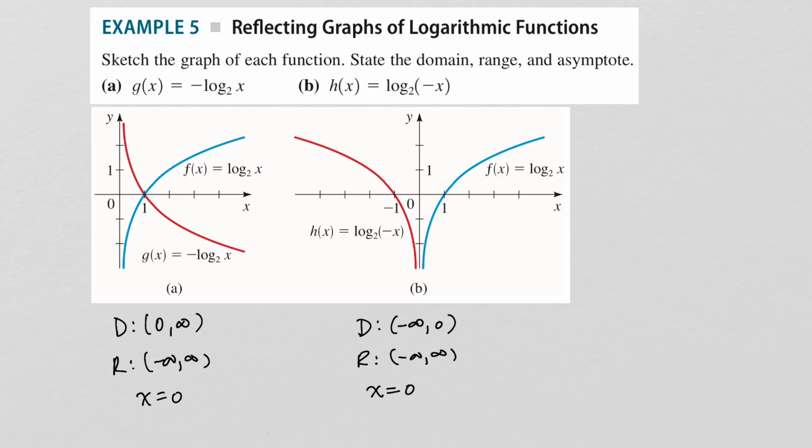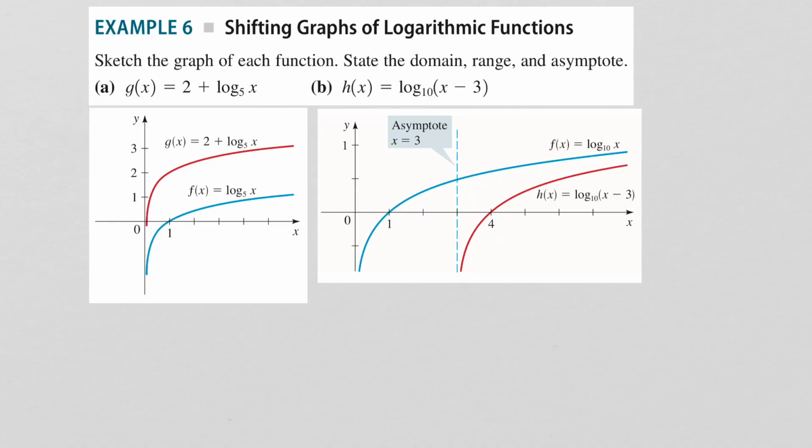Now, this might sound like it contradicts what I said a minute ago, which is that you can't plug negative numbers into the logarithm. So why am I telling you that the domain is negative numbers? Well, when you take a negative number and plug it in for x, notice that this negative will turn it into a positive, right? And so that is why the domain is changed.